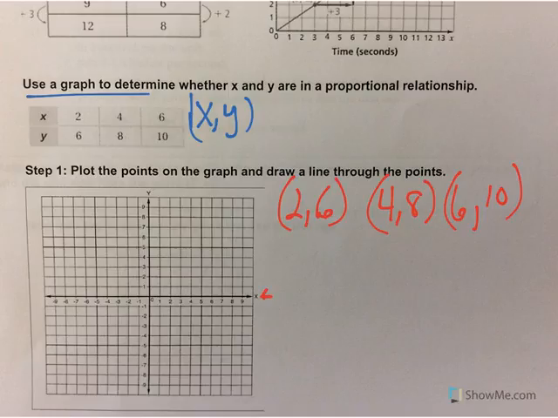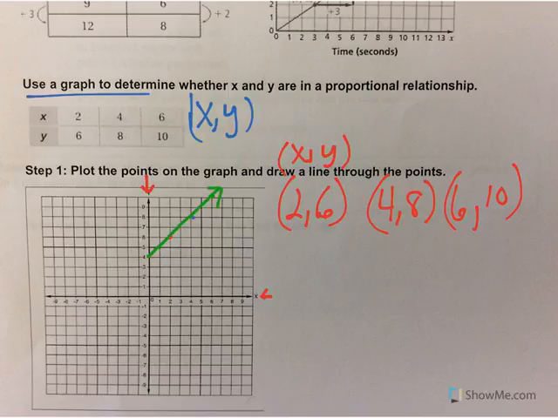So again, you got your x values and your y values, and the x values are always first. So 2, 6, we go to 2 on the x and 6 on the y. We put a dot right there. Next one, 4, 8, we go to 4 on the x and we go to 8 on the y, and we put a dot right there. And then 6, 10. We go to the 6 on the x and 10 on the y and put a dot right there. And then we would connect all three of those dots on our paper using a straight edge.